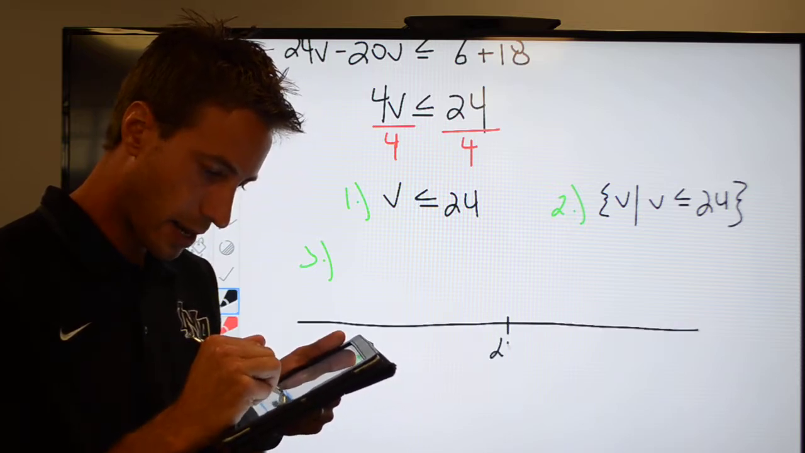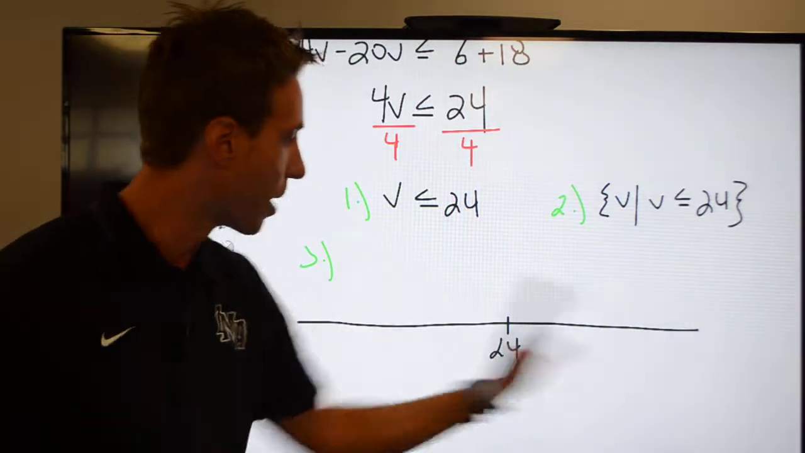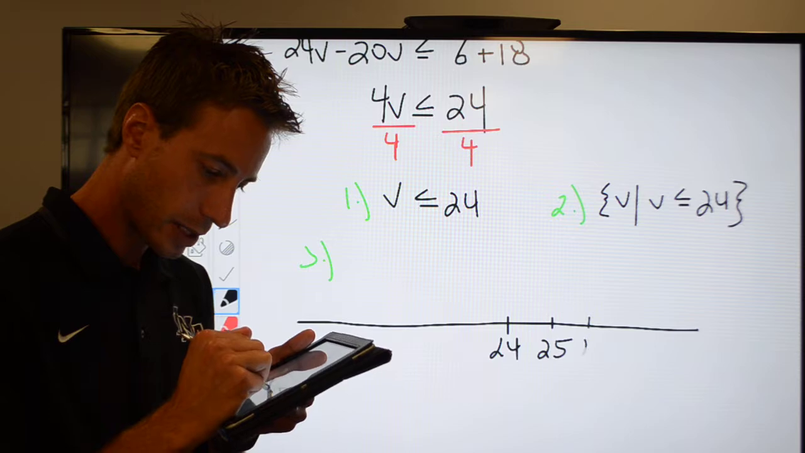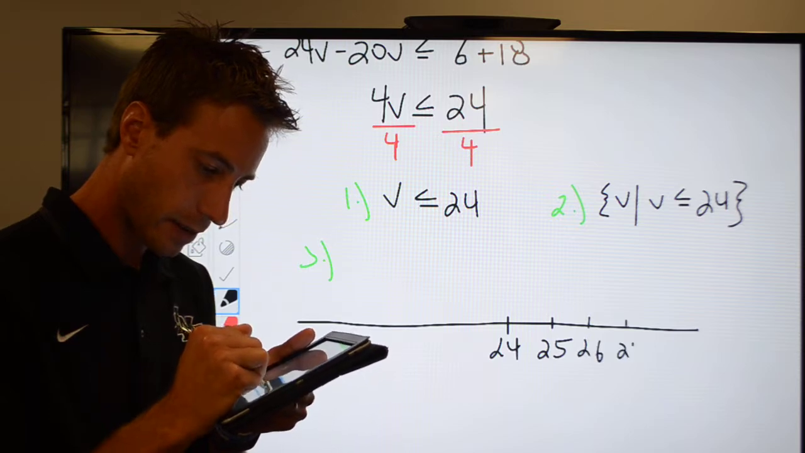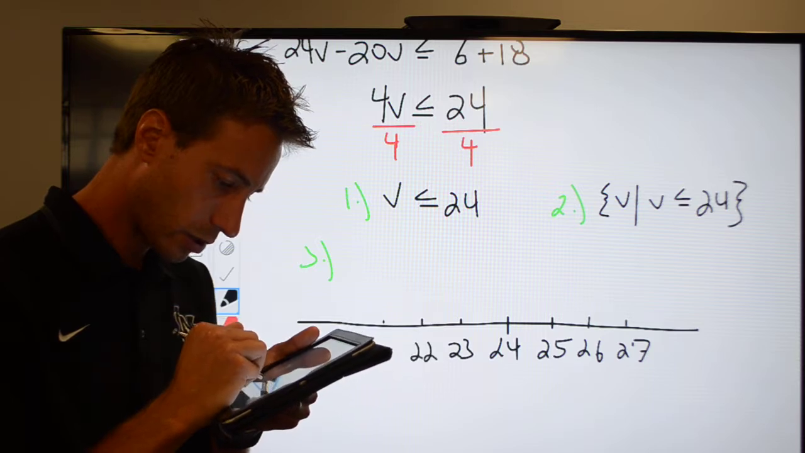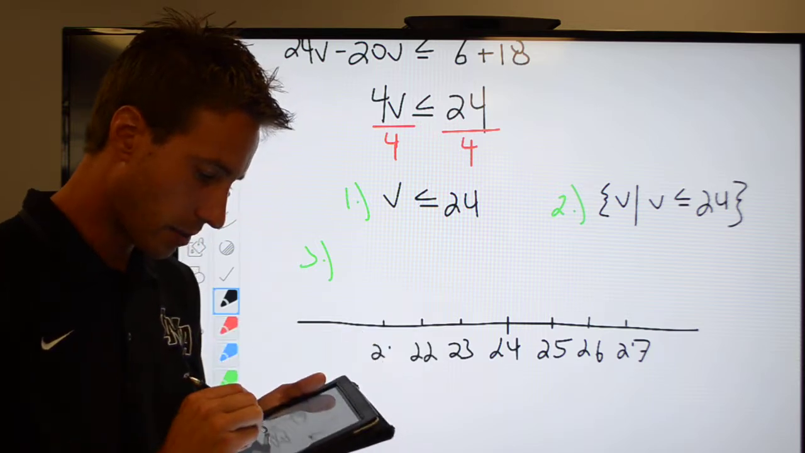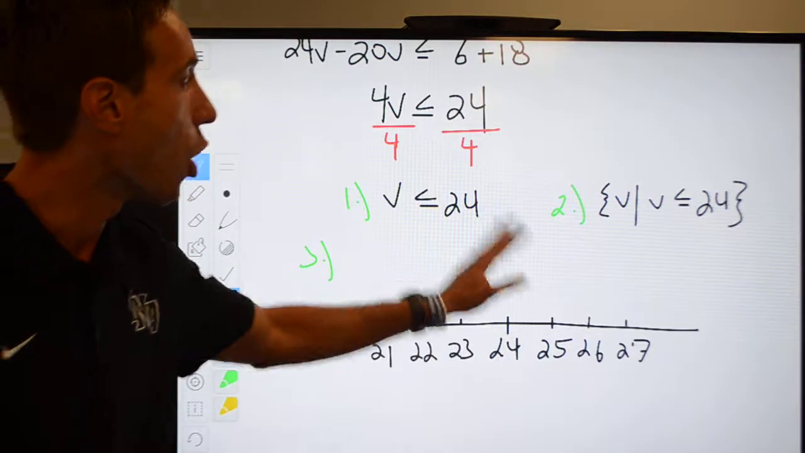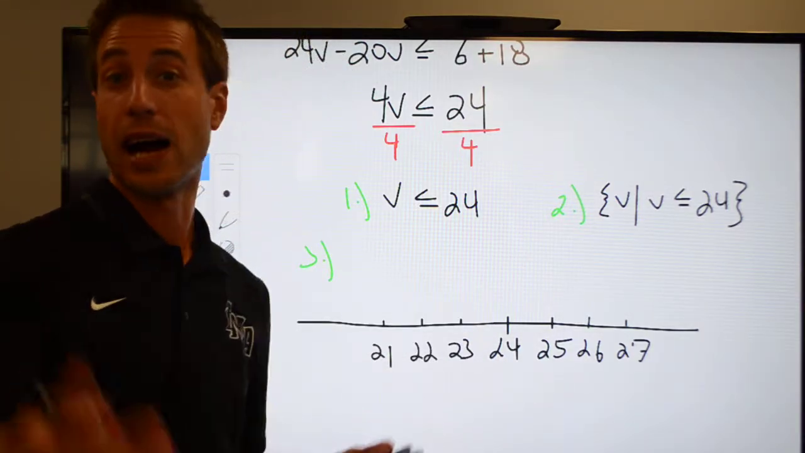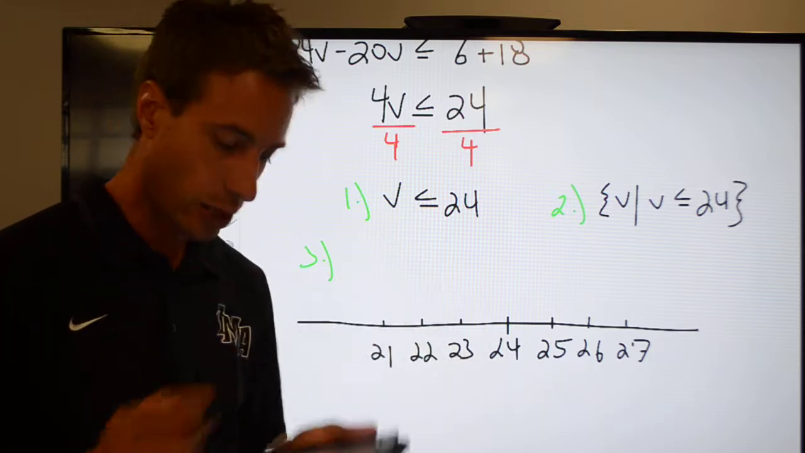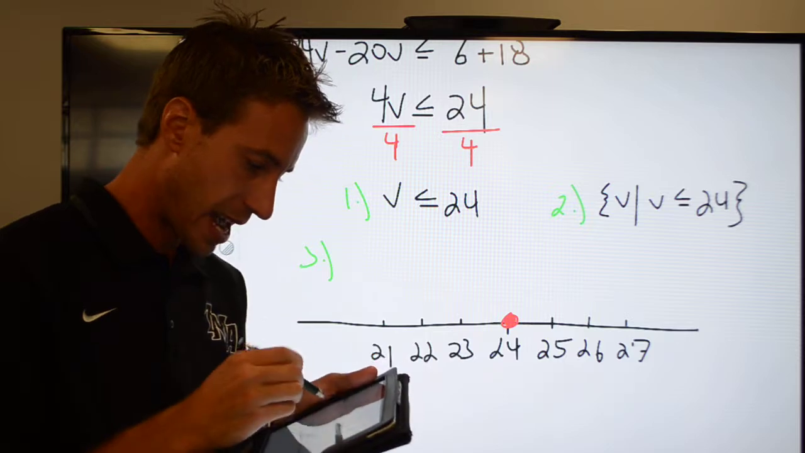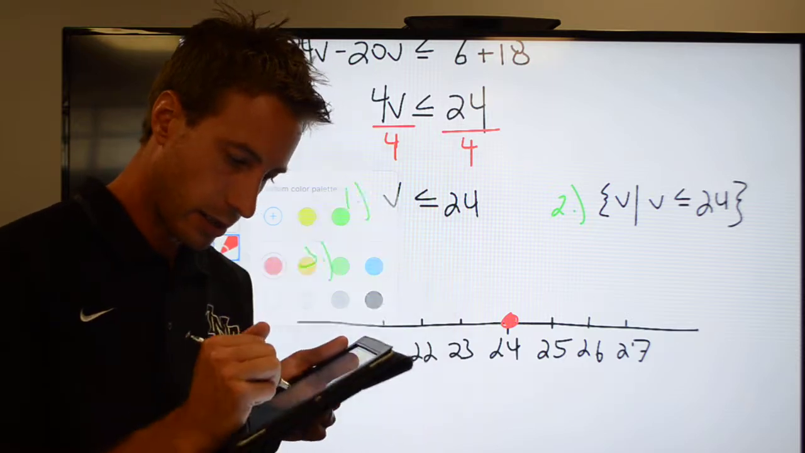Put that 24 right there in the middle. We'll do a couple going above, couple going below. So how about 24, 25, 26, 27, and below 24 should be 23, 22, 21. Awesome. Question I got for you is, do I need an open or a closed circle? And yes, I agree. Since it's less than or equal to, we're going to need a closed circle on 24. And everything less than that.